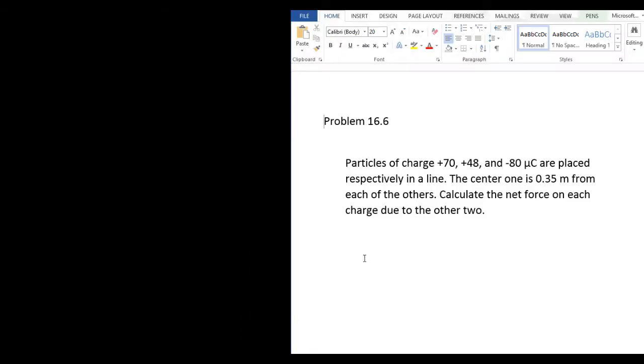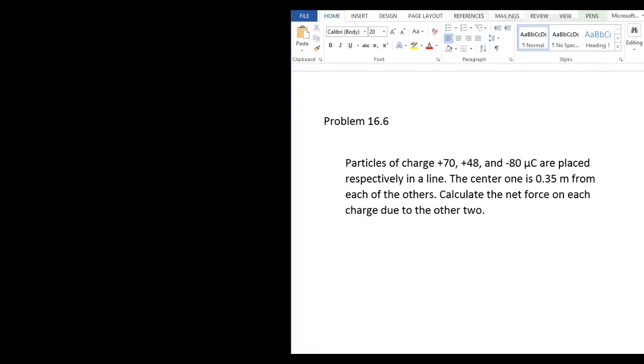Okay, chapter 16, problem number 6 says, particles of charge positive 70, positive 48, and negative 80 microcoulombs are placed respectively in a line. The center one is 0.35 meters from each of the others. Calculate the net force on each charge due to the other two.